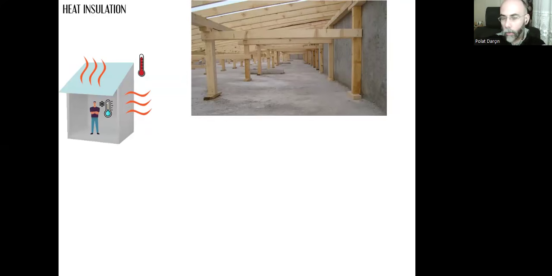Where are we going to do the heat insulation? We can either prefer glass wool and rock wool for the roof. We need to avoid plastic substances because of the fire risk, or we can prefer glass foam.